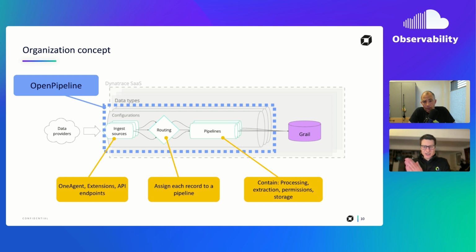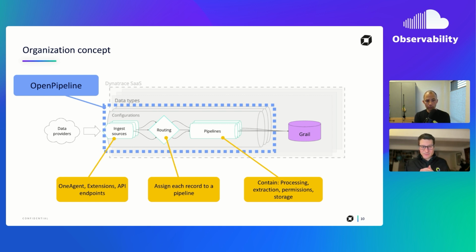So at the start, you see from left to right in this blue box, data is coming in, and on the right side, it's going to Grail. And in the middle, we have OpenPipeline. When it's coming in, it comes in through what we call an ingest source. An ingest source is a representation of your data provider. In our case, we start with our own ingest sources that are the OneAgent or an extension. And also the API endpoints are represented as an ingest source.